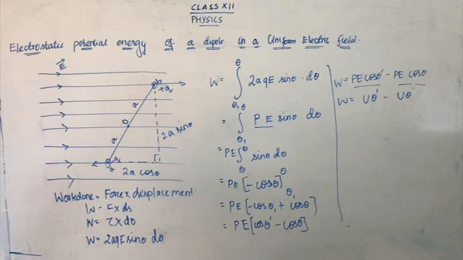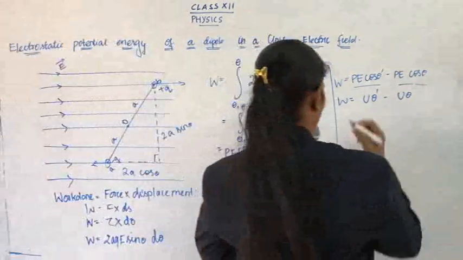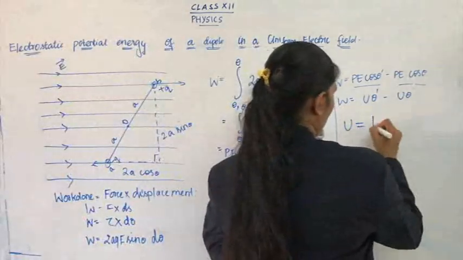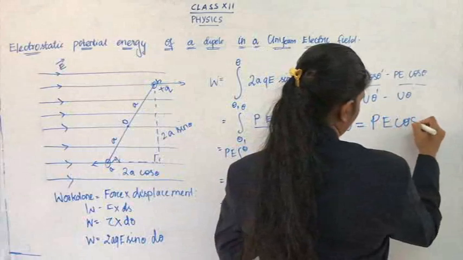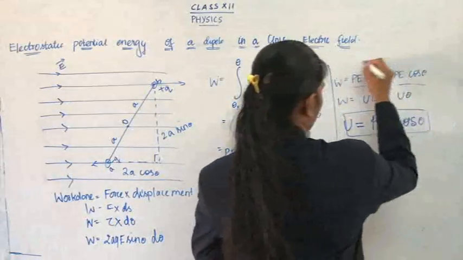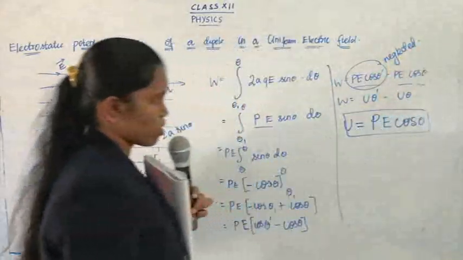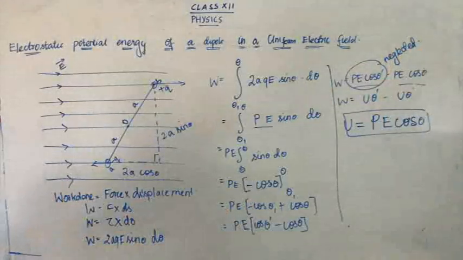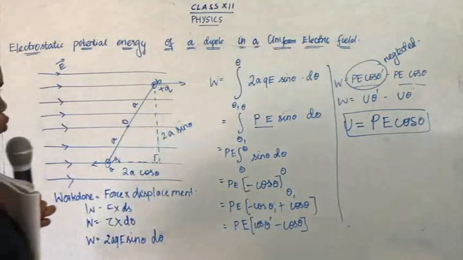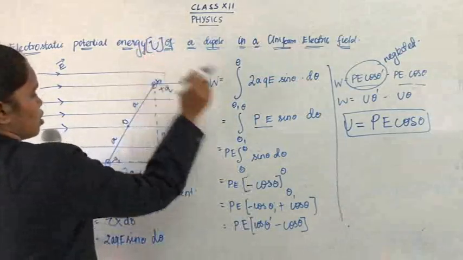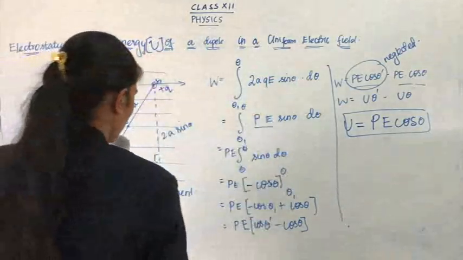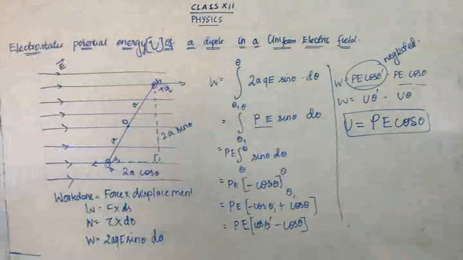Now that PE cos theta dash is neglected because theta equals 90 degrees, so it becomes 0. So the W is written as U equals PE cos theta, and the other term got neglected. This is the formula. So electrostatic potential energy is U, U equals PE cos theta in a uniform electric field. Okay children, write it down.